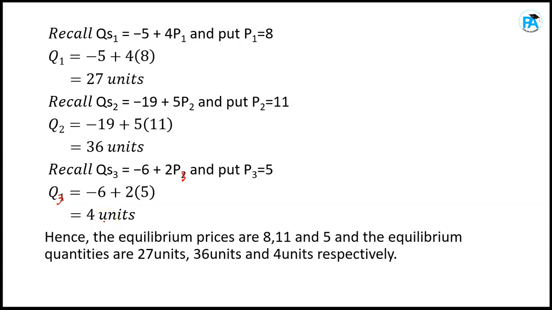So the next thing to do is to conclude. Hence, the equilibrium prices are 8, 11, and 5, and the equilibrium quantities are 27 units, 36 units, and 4 units respectively. You can twist your English anyhow you want to put your conclusion. You can put it anyhow, but make sure it makes sense. Make sure you put the conclusion rightly. So that's the final answer to this.